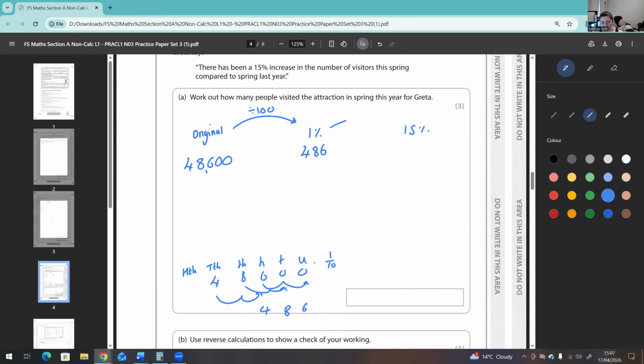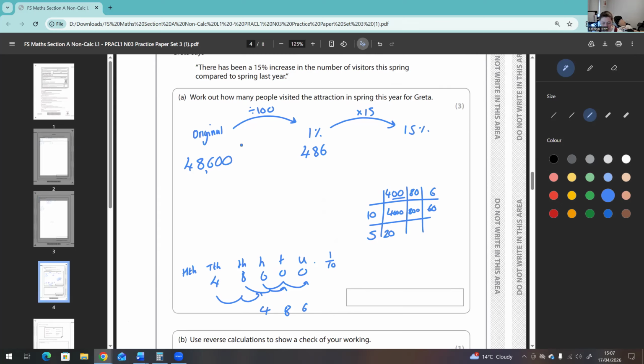So we're going to end up with 486. We now want to times by 15. We can use our grid method. So 480 and 6. 15 breaks into 10 and 5. We know that 10 times 400 is 4,000. 10 times 80 is 800. 10 times 6 is 60. 5 times by 4 is 20.